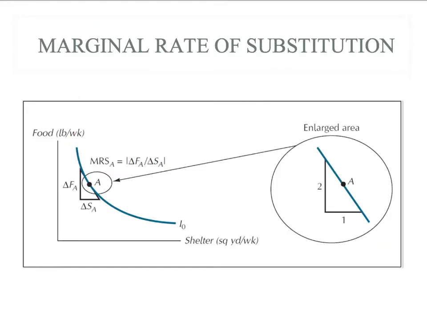A term that's going to matter here when we're talking about the slope of the indifference curves is the marginal rate of substitution. That's really the slope of the indifference curve at a given point. The marginal rate of substitution measures the willingness of a consumer to trade one good for the other. It's measured as the negative of the slope of the indifference curve at any point. At different points along the indifference curve, it's most likely going to be a different marginal rate of substitution.